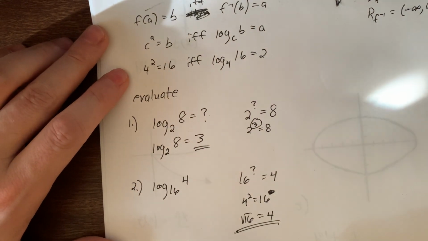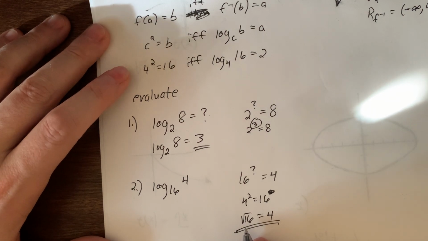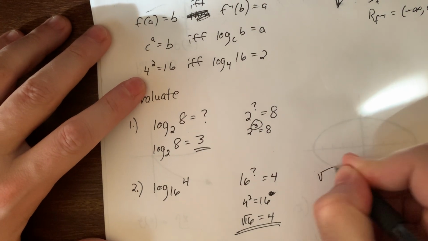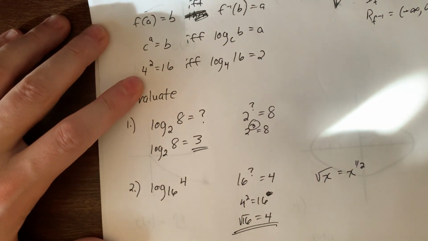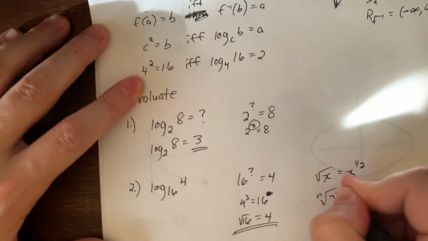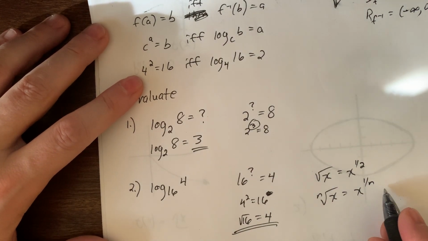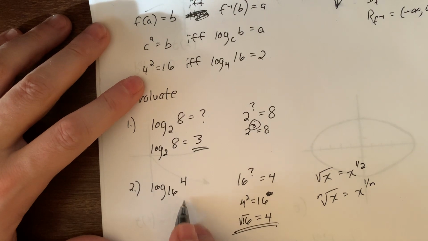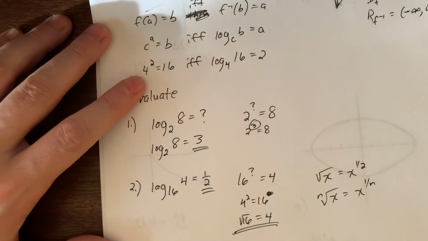And the last reminder is just to remember that radicals are exponents. If we have the square root of x, that is the same thing as x to the 1/2 power. And for any radical, that would be the 1 over n power. So that's the way to finish this. The square root of 16 equals 4, and the square root is the same thing as the 1/2 power.